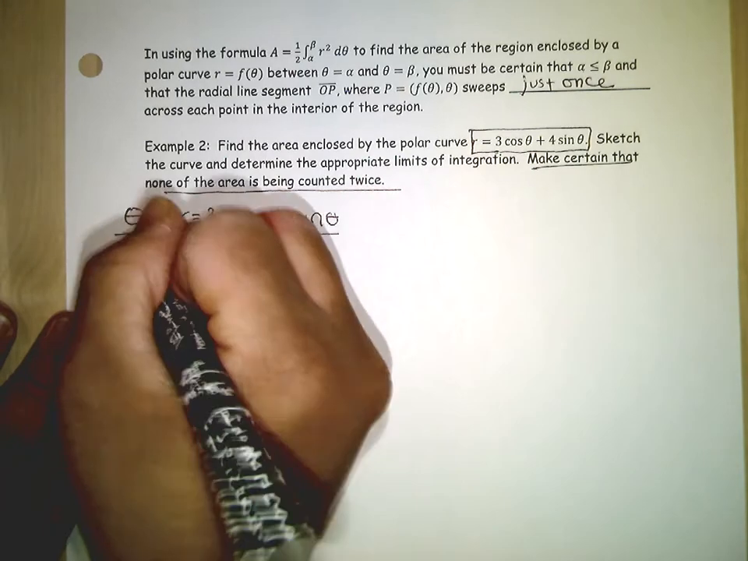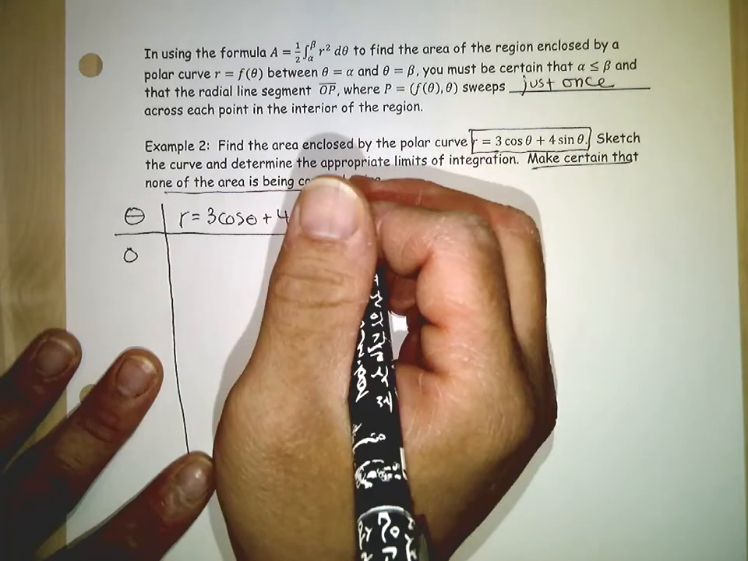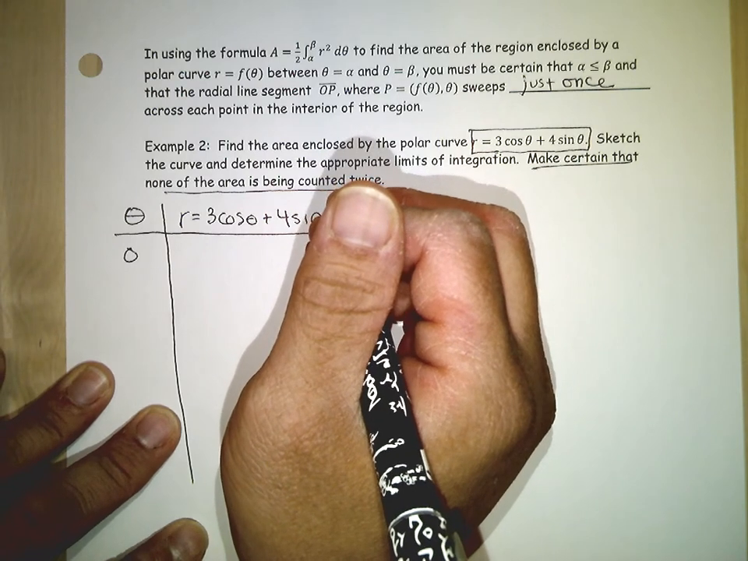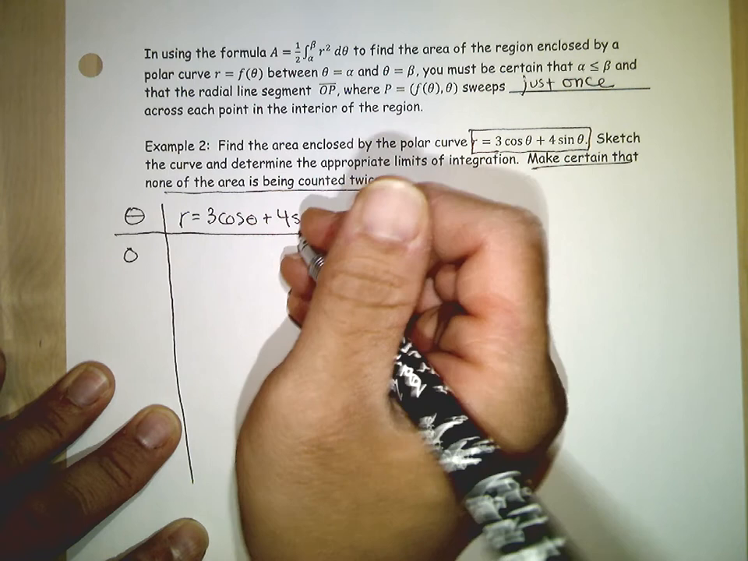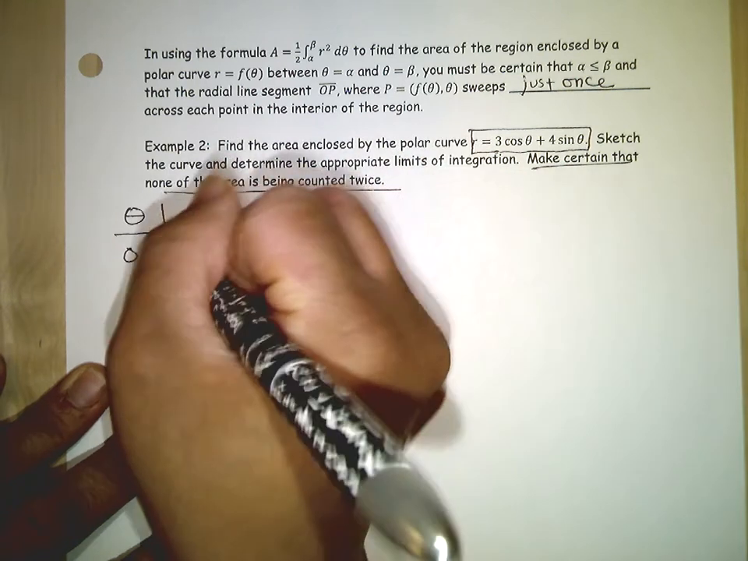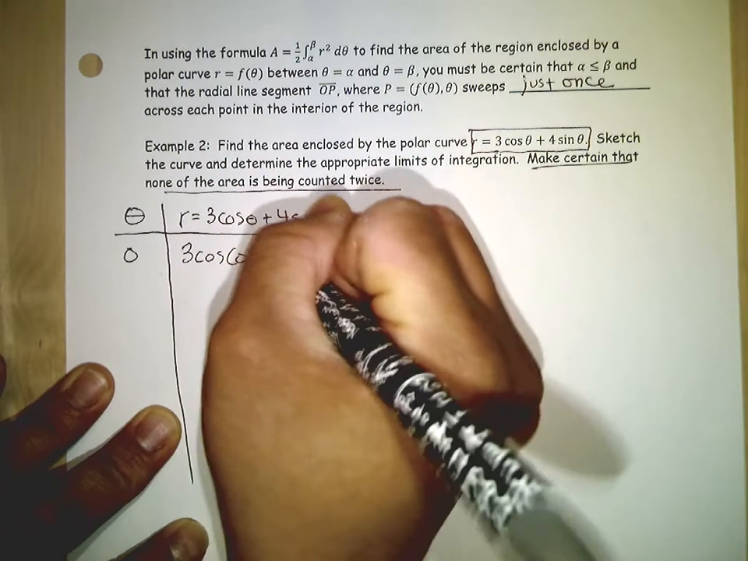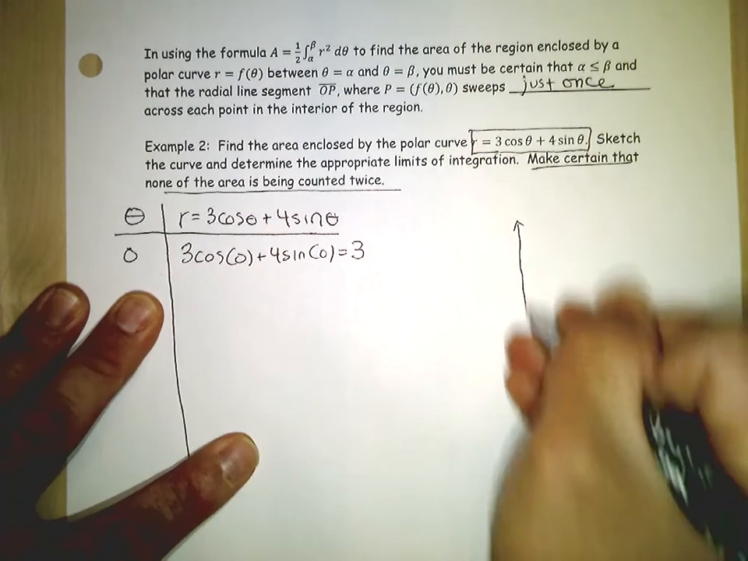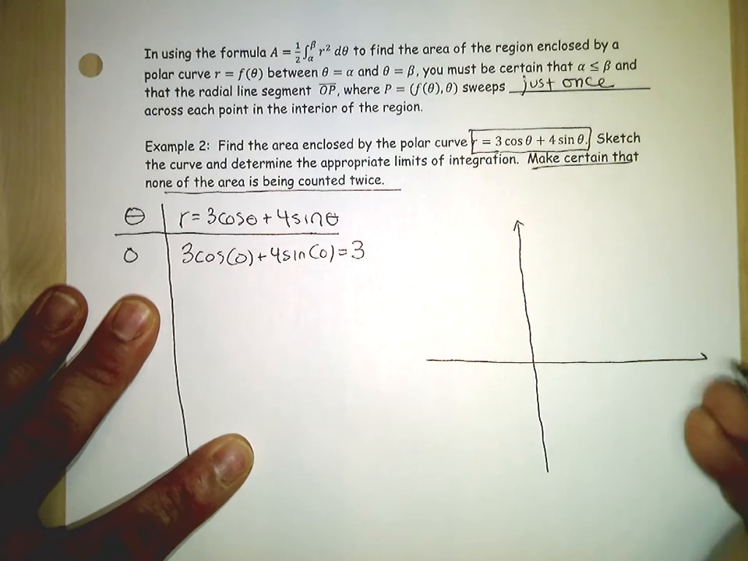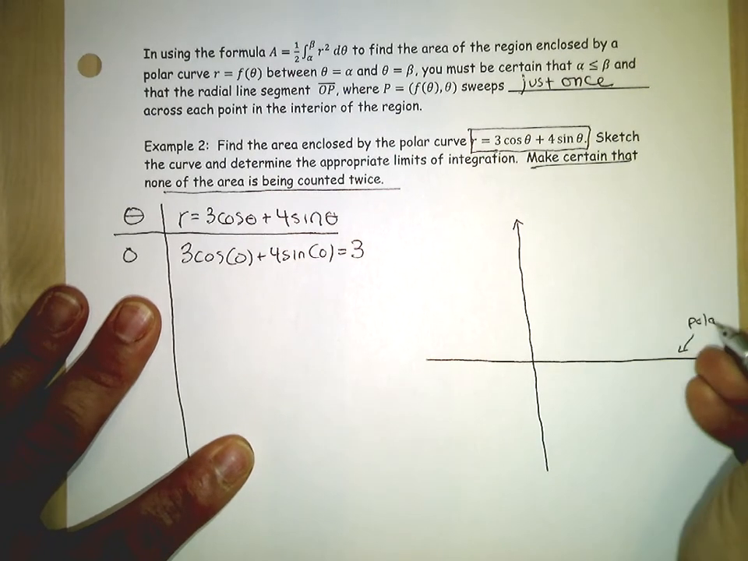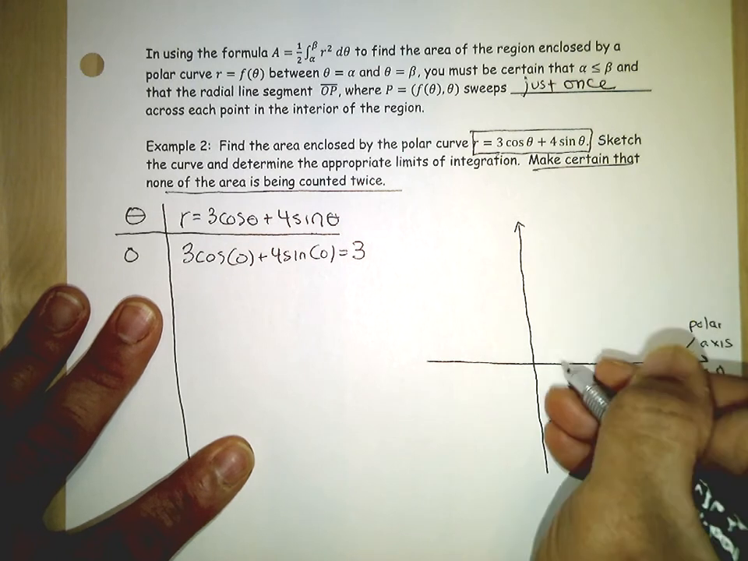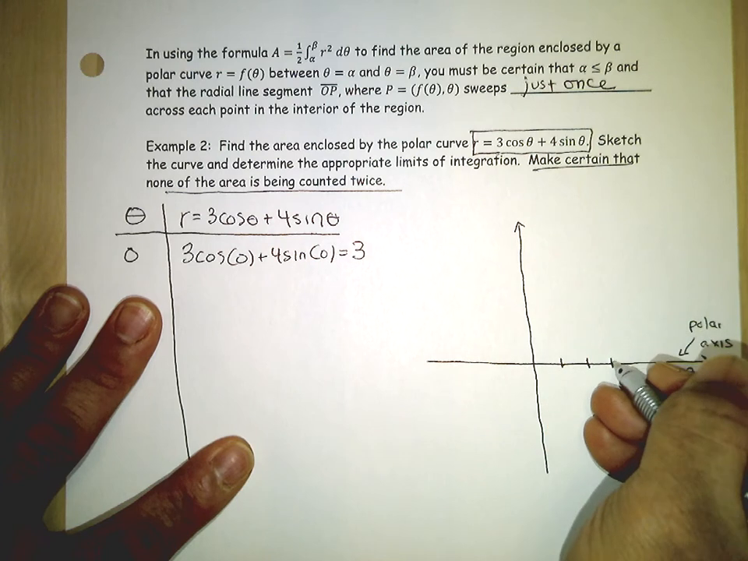So let's start at 0 because that's usually easier. Well, let's go with 3 cosine of 0 plus 4 sine of 0, which is 3. So let's graph that point here. This is the polar axis. And when theta is equal to 0, we get 3, 1, 2, 3.